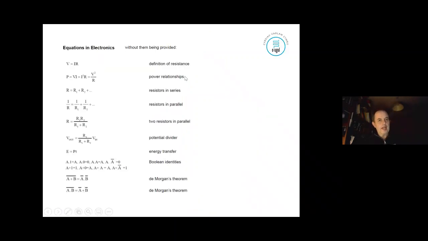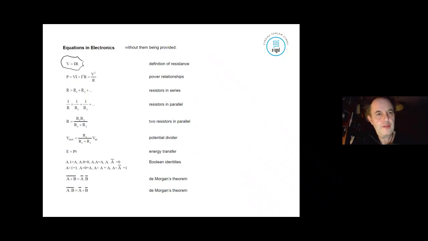I'd like to draw everybody's attention. There are some equations which you do need to memorize. When you come to the exam, you have to remember them yourself, they are not given. So, first thing is the equation V equals IR. That is really, really essential. Please remember, it is not given.